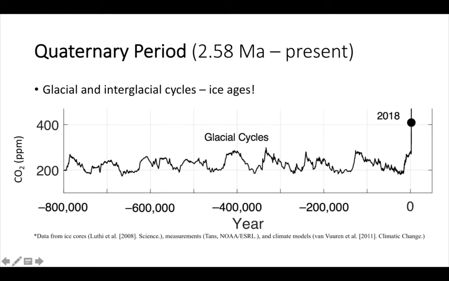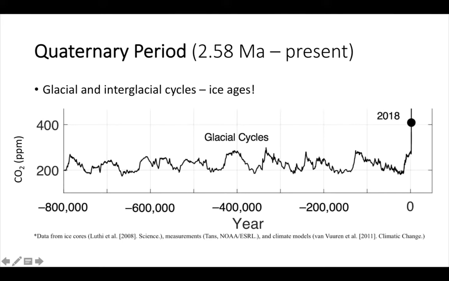So what are all of these ups and downs in the Quaternary climate? Well, these are glacial and interglacial cycles, which we can call ice ages. So technically, an ice age is any time that the Earth has permanent ice on it. So the existence of an Antarctic ice sheet puts us in an ice age.